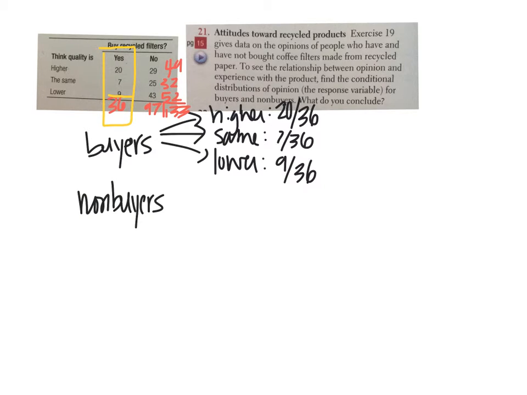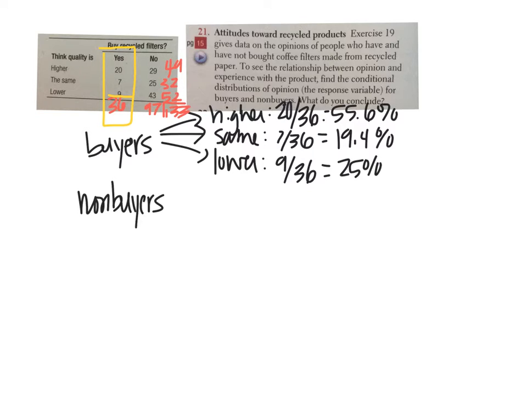And these percentages are about 86.1. Oh, I'm looking at the wrong thing. 55.6 is what I meant to say. I was looking at the wrong problem. So 55.6, 19.4%, and 25%. Okay, so again, this is the conditional distribution of opinion for buyers.